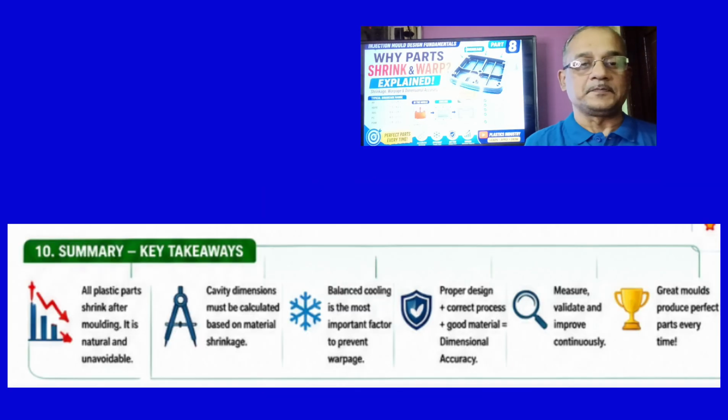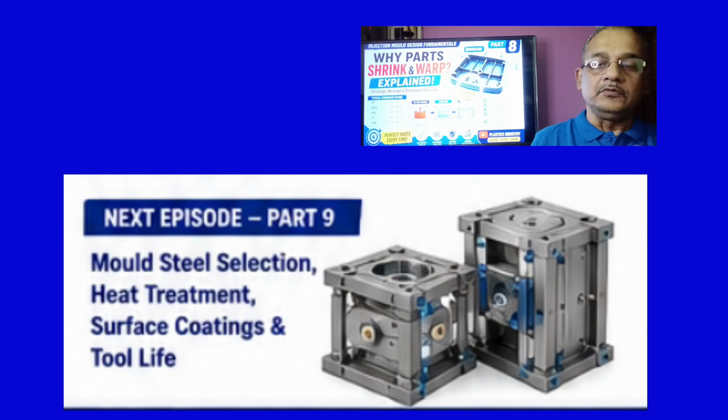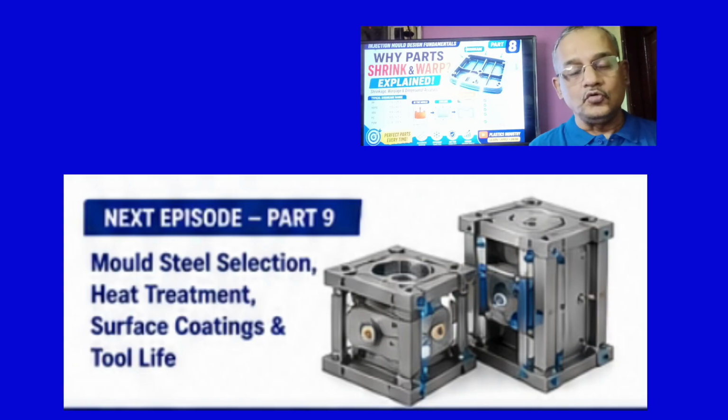So, conclusion. Today, we learned shrinkage, warpage, dimensional accuracy, factors affecting part size, practical design tips. In part 9, we will cover mold steel selection, heat treatment, surface coatings and tool life. Thanks for watching.